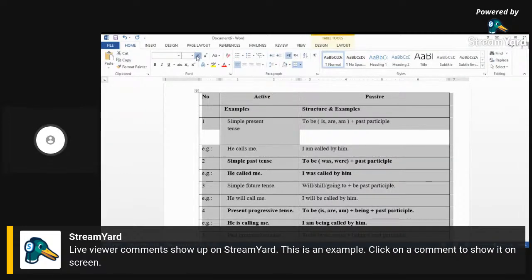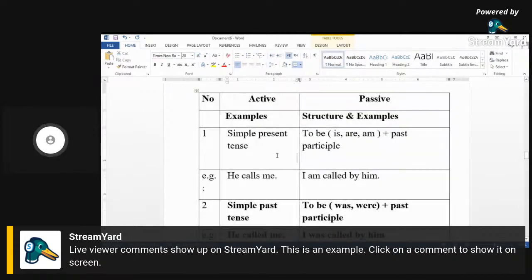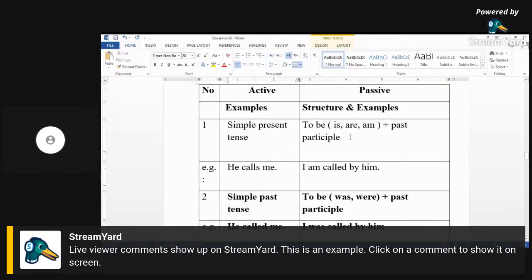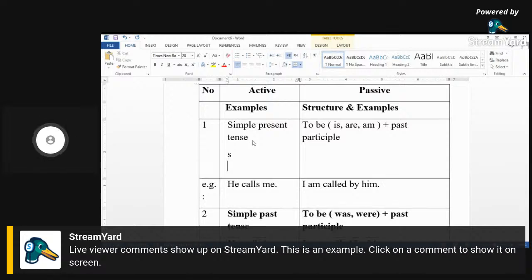So whenever we want to change into the passive voice, here I have a table for changing active into the passive voice. If we have simple present tense, we change simple present tense into the passive. So in the simple present tense, we have what? We have subject plus verb plus object or complement. So whenever we want to change it into the passive voice, we have to follow this structure. We have to use to be, which means is or am, plus past participle. Look at the example.